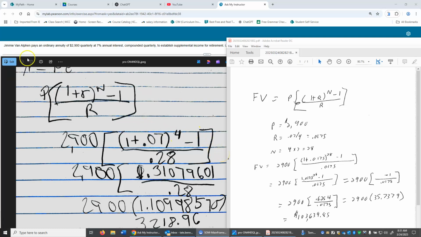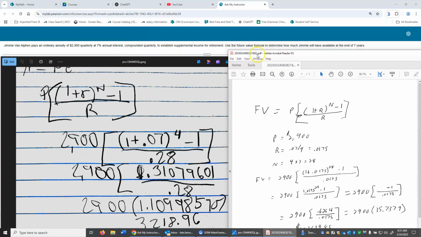Saw your question in the email. Jimmy pays an ordinary annuity, $2,900 quarterly at 7% annual interest, compounded quarterly, to establish supplementary income for retirement. Use the future value formula to determine how much Jimmy will have at the end of 7 years.